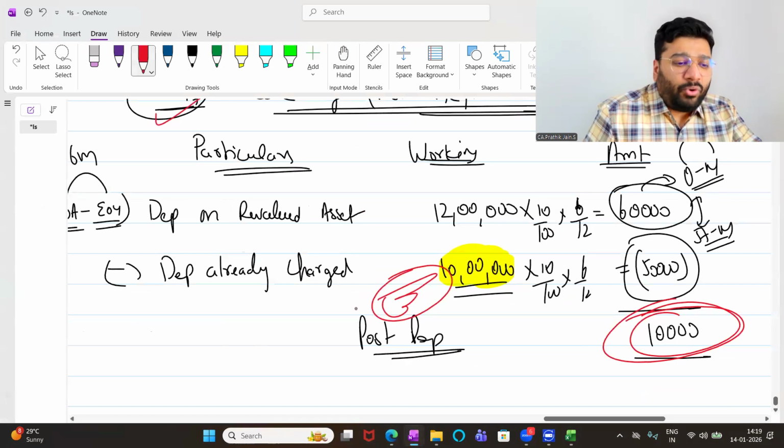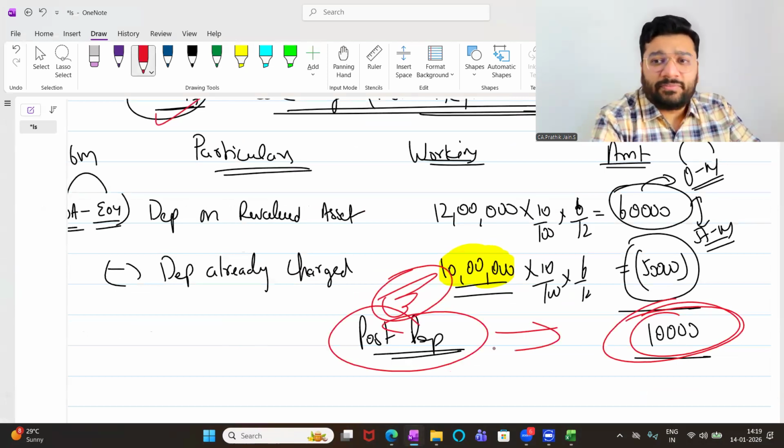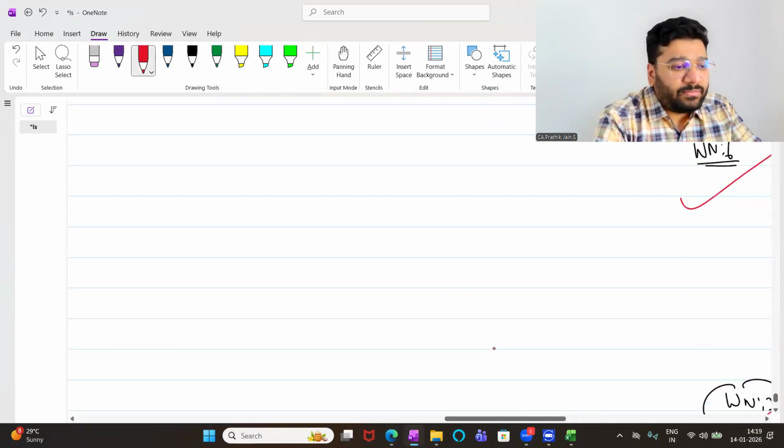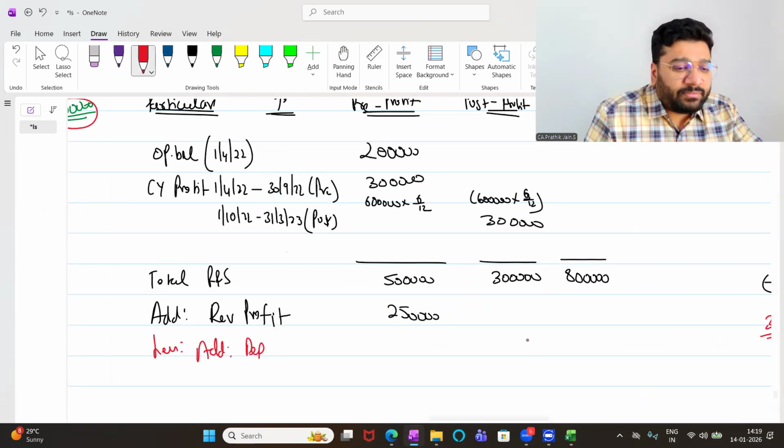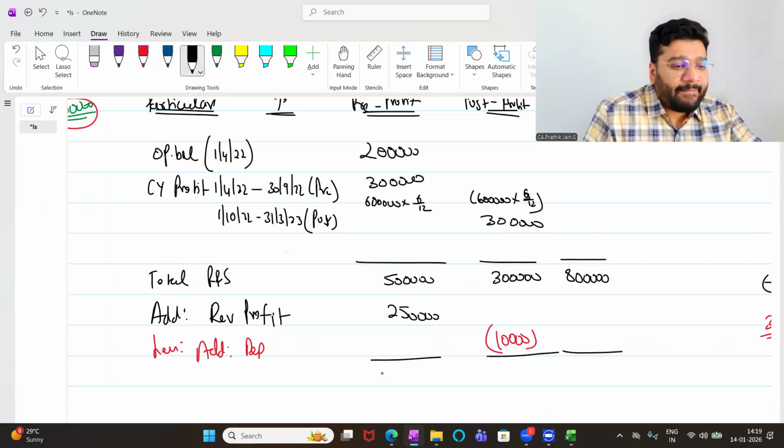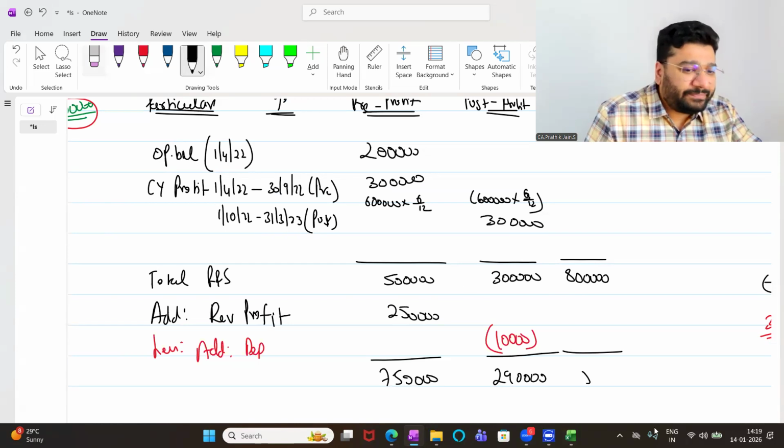Post depreciation is 10,000. Minus from post profit, less additional depreciation. How much is it? 10,000. Now tell me, what is the balance? 7 lakh 50,000, 2 lakh 90,000. That's all, and this is okay. I don't want the total anyway. Leave it. Let's not waste time on the total.